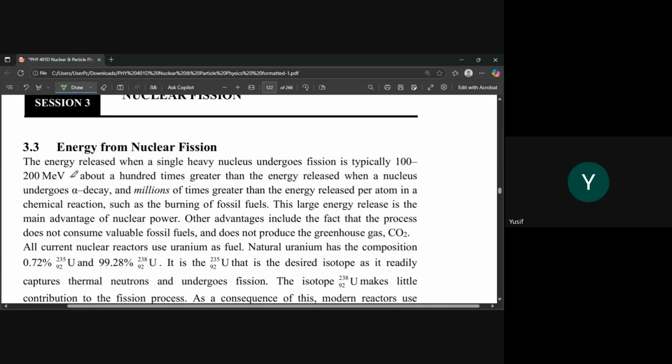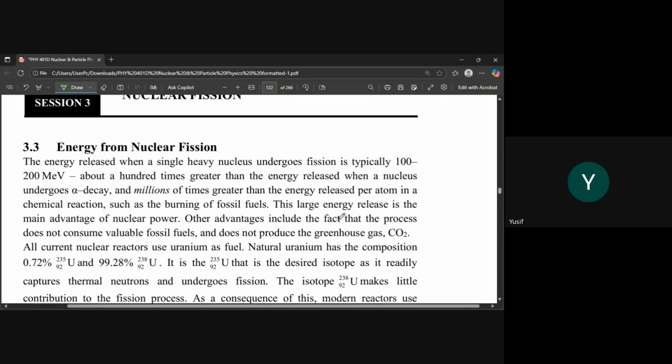Okay. So that's why if you go to the developed countries, for example, Japan, China, Russia, they solely depend on nuclear fission or nuclear energy sources, because the energy they get is much higher. Just that when we get an accident or those kinds of things, it's very dangerous. But if you talk about the energy that is being released, it's very, very high. This large energy release is the main advantage of nuclear power. Yes, that's the main advantage.